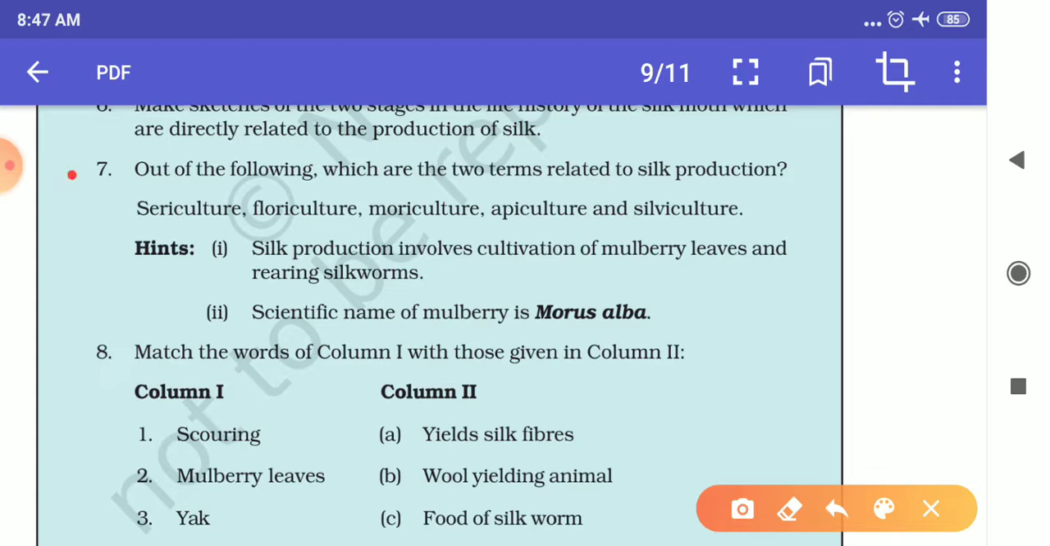the 7th one. Out of the following, which are the two terms related to silk production? There are some terms given here. From those terms you have to pick the two terms that are related to silk production. And what are those terms? Sericulture, floriculture, moriculture, apiculture, and silviculture. From these you have to find the two terms that are related to the production of silk.